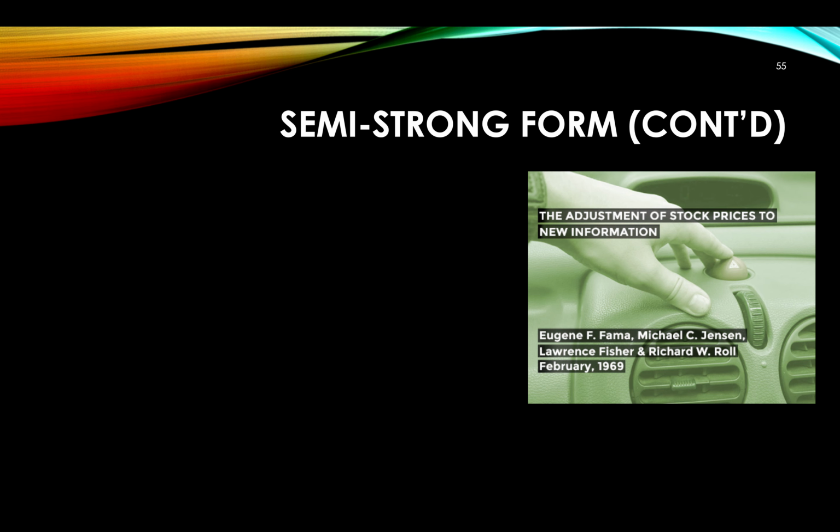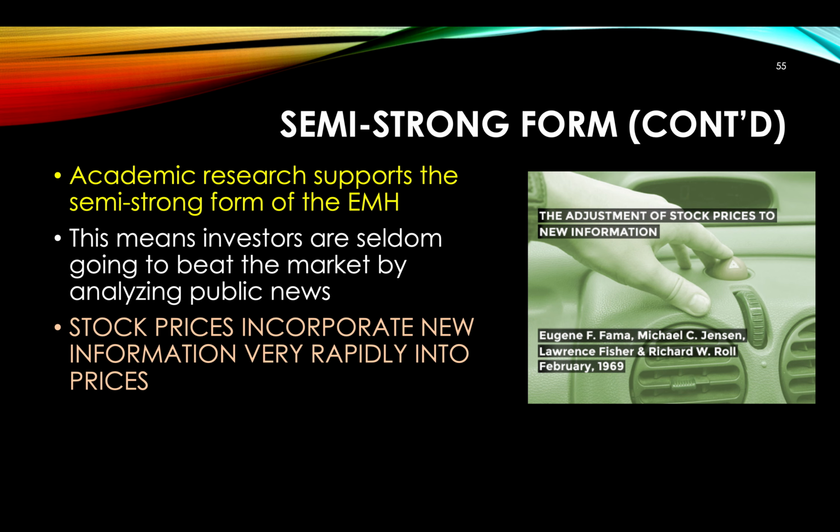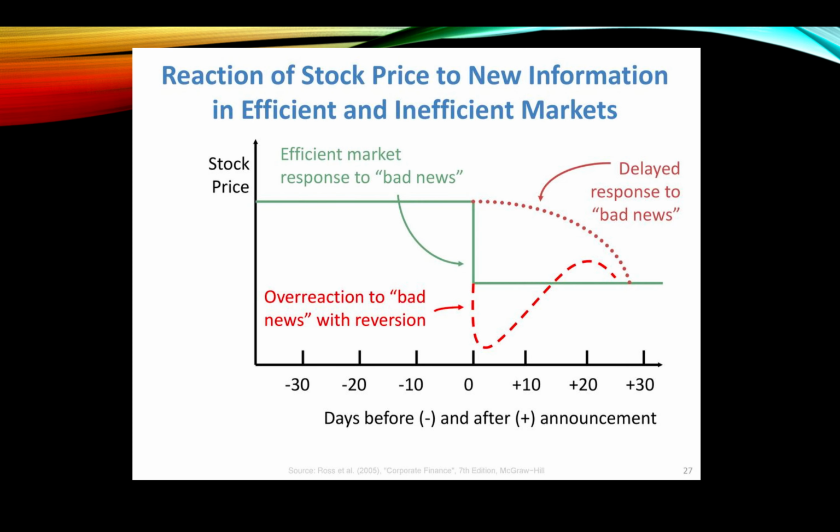And in fact, the leading paper on this was published in 1969. Eugene Fama was the lead author of that paper, The Adjustment of Stock Prices to New Information. Yep. Academic research strongly supports the semi-strong form, and that basically means that investors are seldom going to beat the market by analyzing news and opinions and things of that nature. Stock prices incorporate this new information very rapidly.